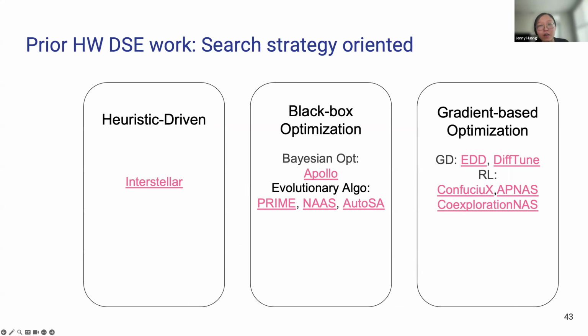And here is some prior work for tackling hardware design space exploration, ranging from heuristic-driven approaches guided by the designer's intuition, which is Interstellar, which we list here, to black box optimizations with Bayesian optimization or evolutionary algorithms that leverage basic, typical ML algorithms in optimizing, I would say, unknown kinds of objectives.